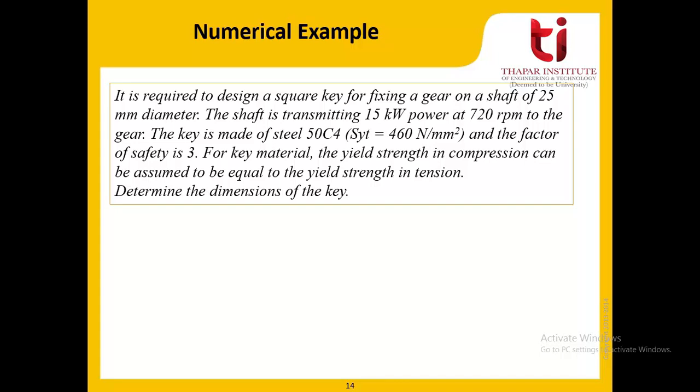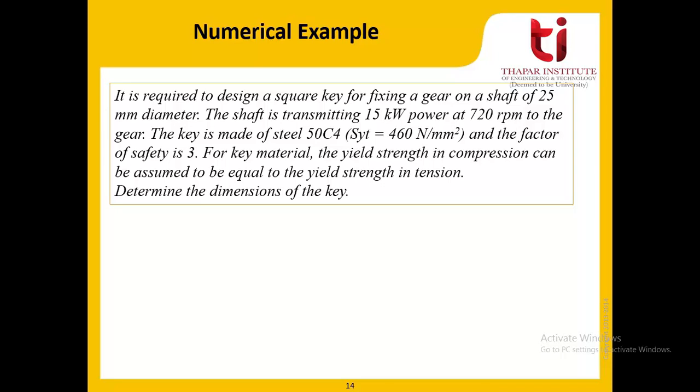Now let us say that you have to design a square key for a gear on a shaft of 25 mm diameter. You already have a shaft of 25 mm diameter, so the shaft diameter is directly given. Since we are looking at design of machine elements, it is not always that you will be asked to design only one component. Okay, so it may be that first you have to design the shaft, and on the basis of that shaft design you are designing the key.